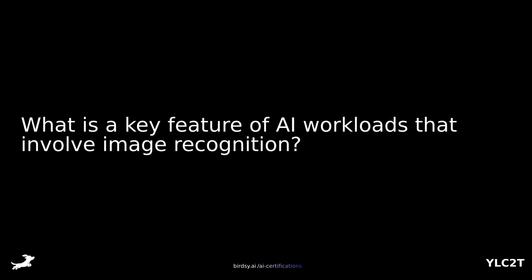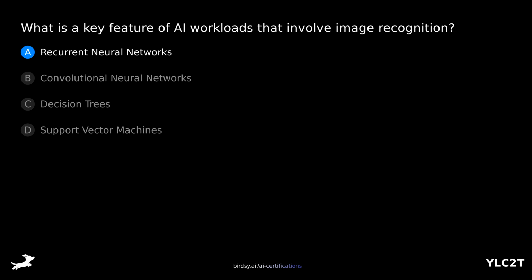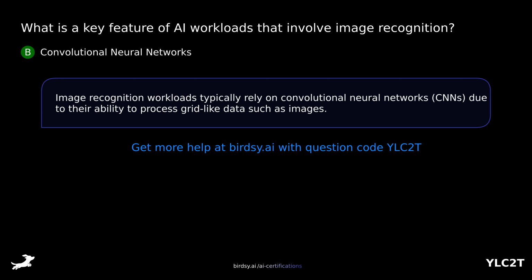What is a key feature of AI workloads that involve image recognition? Is it A, recurrent neural networks, B, convolutional neural networks, C, decision trees, or D, support vector machines? The answer is B, convolutional neural networks. Image recognition workloads typically rely on convolutional neural networks due to their ability to process grid-like data such as images.